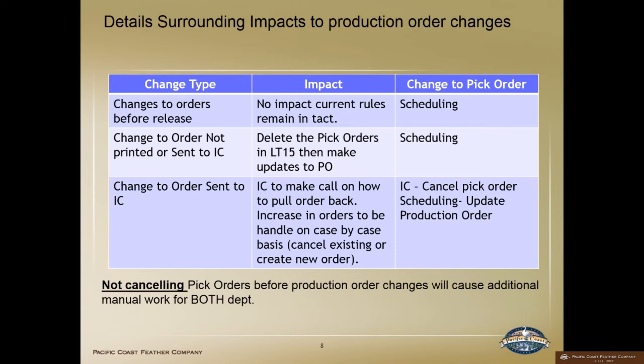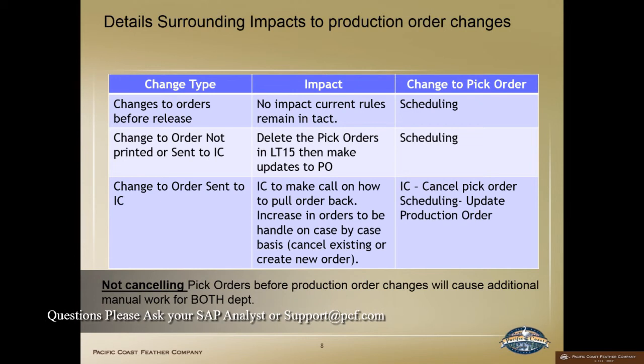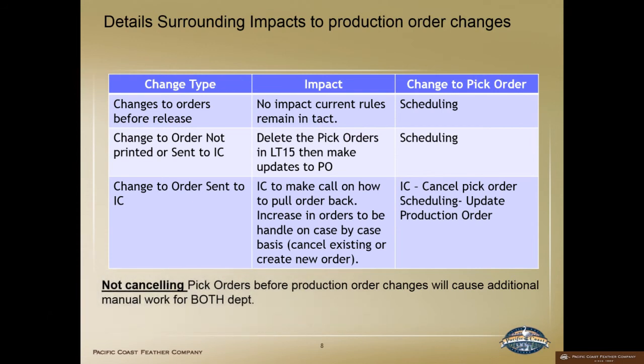Okay, if the order's been picked and there's an order change, then we would just generate a new pick. Okay, not canceling the pick orders before the production order changes will cause additional manual work for both departments. The only time we can't cancel a pick order is when it's already been picked. Okay.